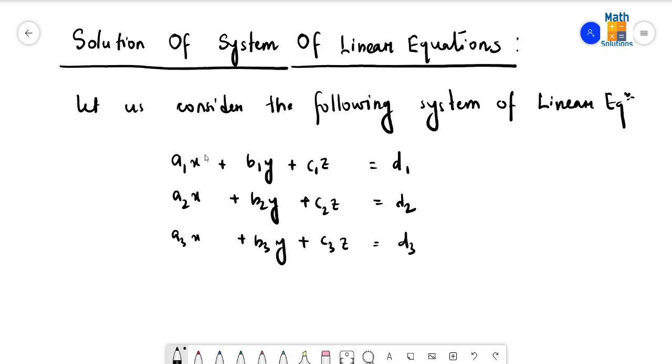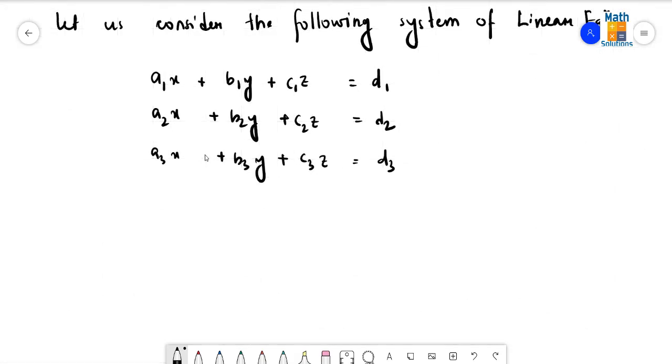Now in this case, what can we do? We can consider three separate matrices. The first matrix will contain all the coefficients of the variables of these three equations. The second matrix will be a column matrix containing all the variables. And then we come to the matrix containing the three constants lying on the right hand sides of these three equations.